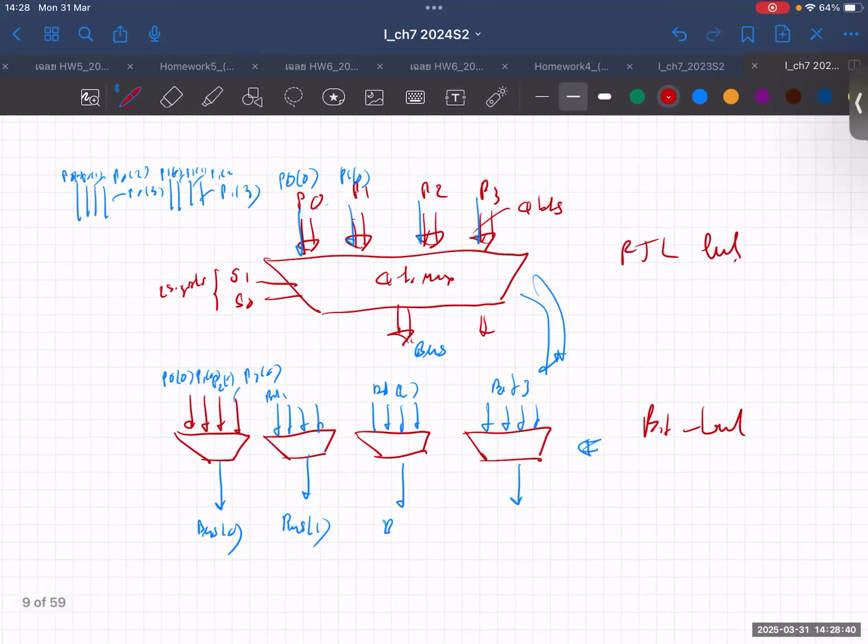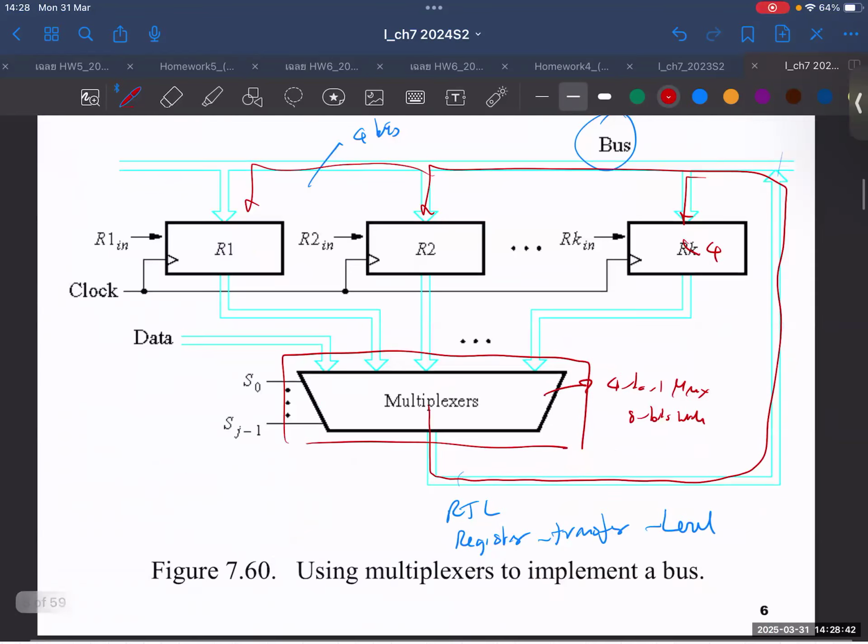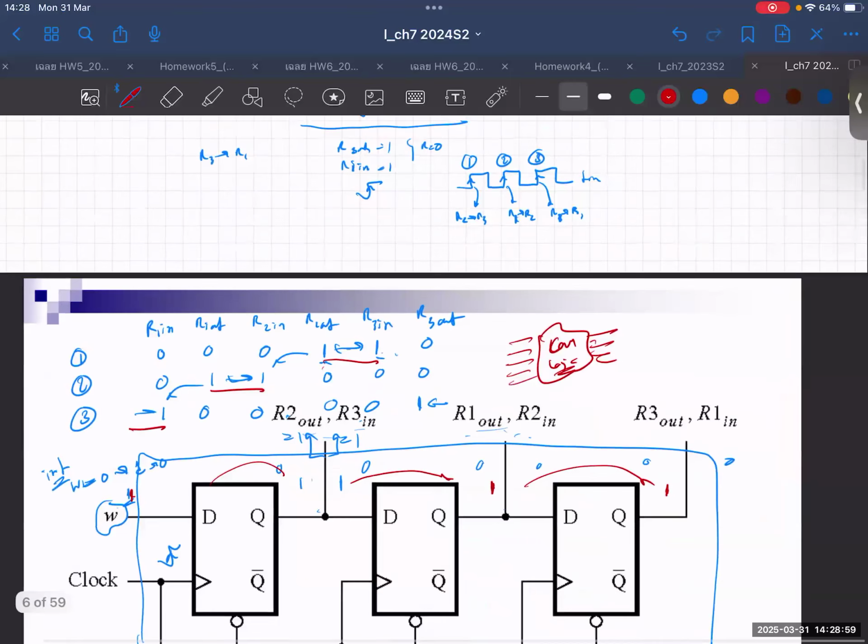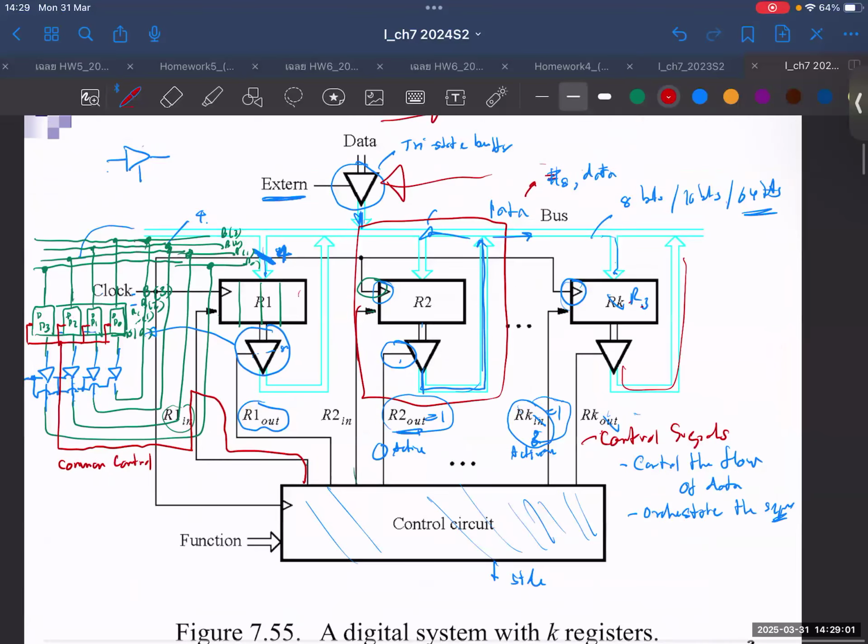Okay, and as you can see, for the mux, of course, there's no collision. Why is there no collision? There's no collision because each one can access the bus one at a time. The mux will determine that, right? While with the tri-state bus, you can see that everyone can access the bus, but you control who will access it.